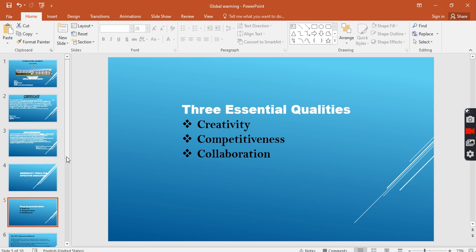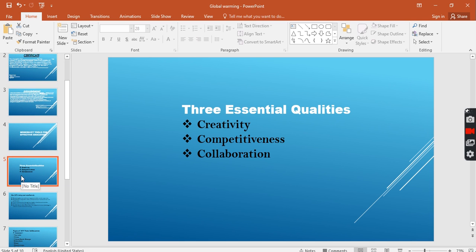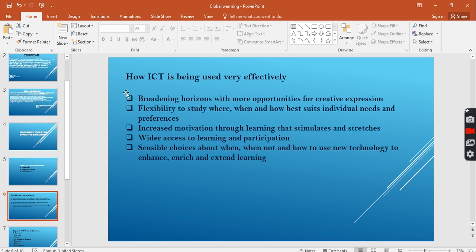Three essential qualities, that is number 1 creativity, number 2 competitiveness, and number 3 collaboration. How ICT is being used very effectively: flexibility to study where, when, and how best suits individual needs and preferences; increased motivation through learning that stimulates and stretches; wider access to learning and participation; sensible choices about when, when not, and how to use new technology to enhance, enrich, and extend learning.